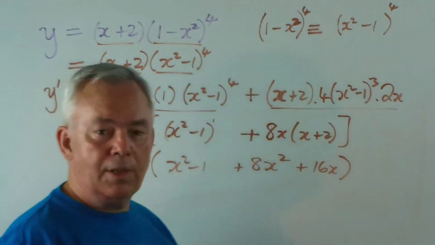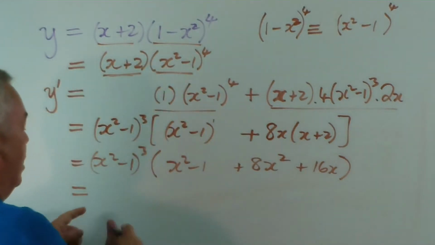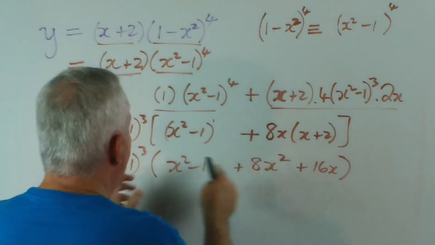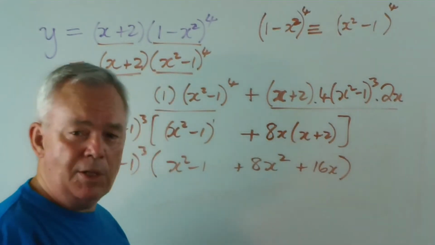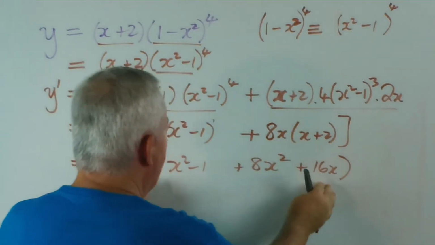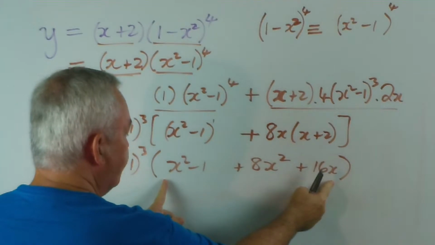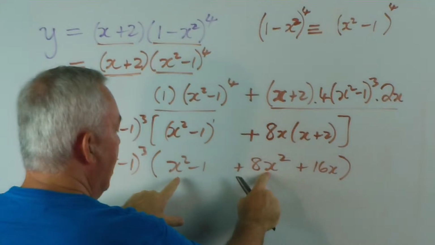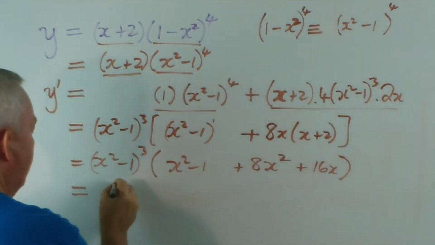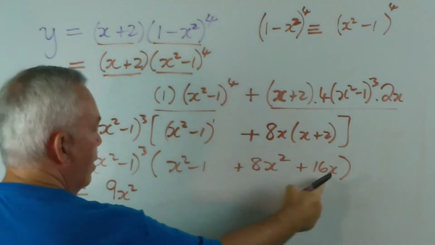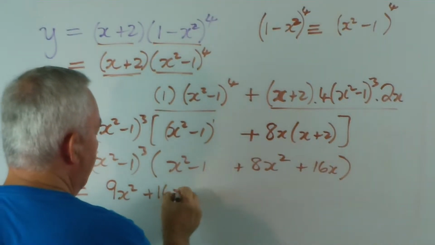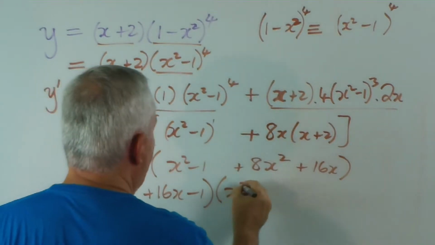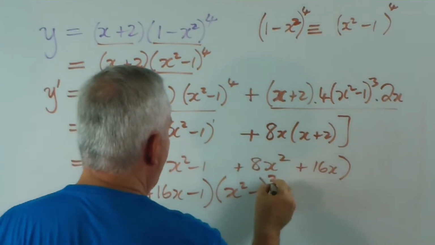Now, as I showed in the last video, because this is more complicated, because it's a higher power, if you like, than this, we're going to put it second. It's just a convention of writing. So let's simplify this and put this expression first. Well, we've got these x squared terms. So 8 of them here and 1 of them there is 9x squared plus 16x minus 1, times (x squared minus 1) cubed.